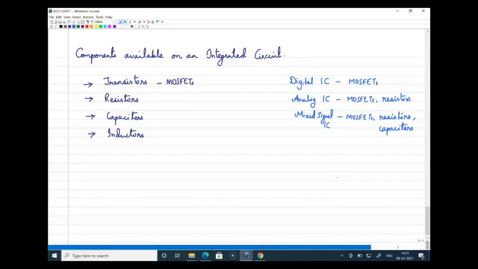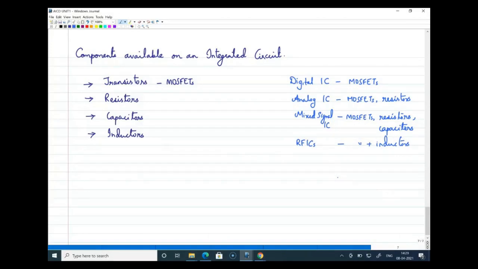So that is why we call it a mixed signal IC. Mixed signal IC means it contains both analog as well as digital signals. Now coming to the last, adding the last element. Along with all these things, if we add inductors to this, we call the function realized by that IC as RFIC, or radio frequency integrated circuit.